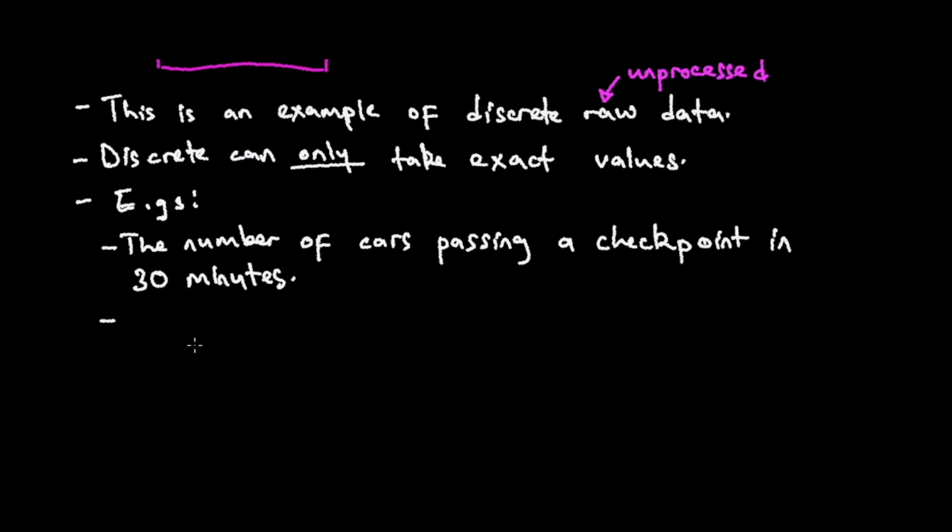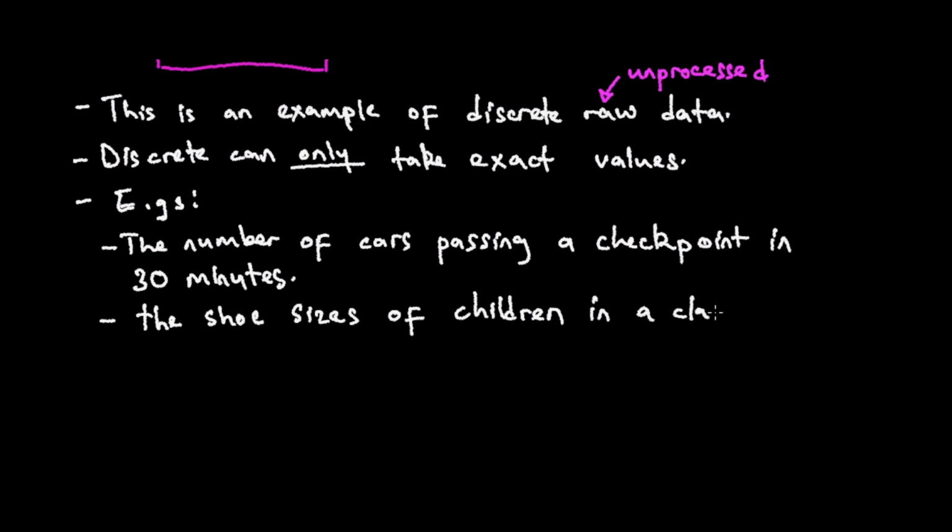The other example would be the shoe sizes of children in a class. We know shoe sizes are exact. We don't have fractions. No child wears size 11.5. They wear size 11 or size 12. So this is also an example. The emphasis is that these are exact values.